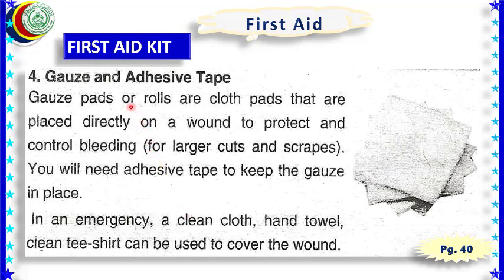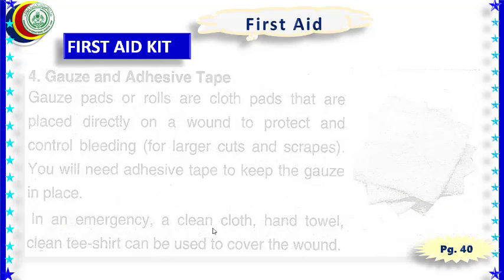There is gauze and adhesive tape: gauze pads or rolls or cloth pads that are placed directly on a wound to protect and control bleeding for larger cuts and scrapes. You will need adhesive tape to keep the gauze in place. In an emergency, a clean cloth, hot towel, or clean t-shirt can be used to cover the wound.